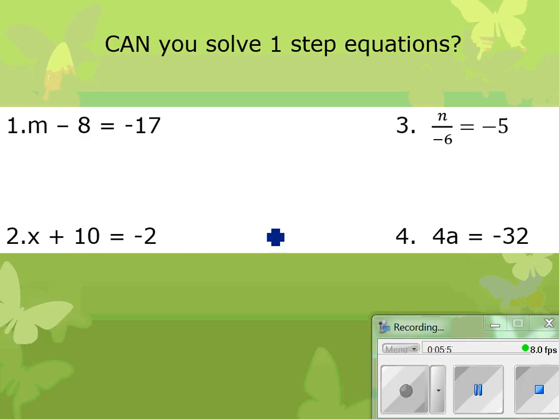Go ahead and try these. Pause the video and see if you get them right. Hopefully you have time to solve these.